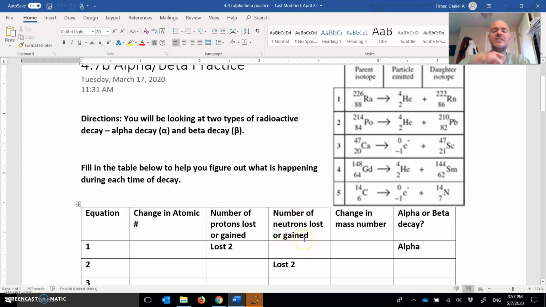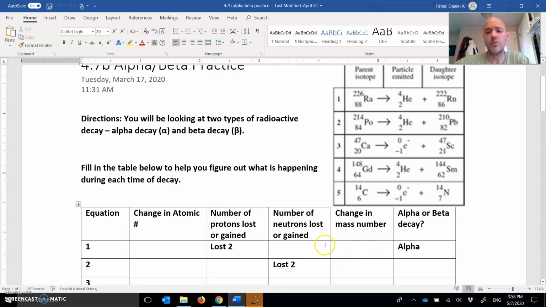And this is, I will say, the trickiest part, because a number of people are going to look at this and say, oh, it went from 226 to 222. It lost 4 neutrons. It did not lose 4 neutrons. It lost 4 total mass. Of that 4 total mass, I know that 2 of them were protons. So the amount of neutrons that it lost is 2. It lost 2 protons, 2 neutrons. That's why the change in mass number is 4.